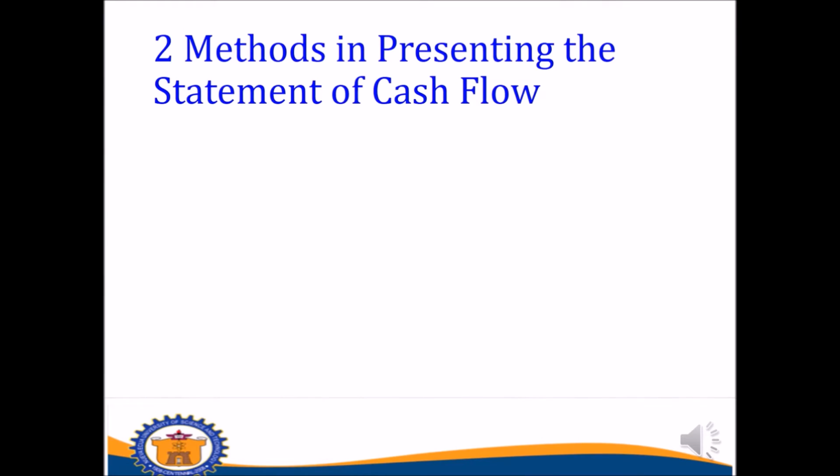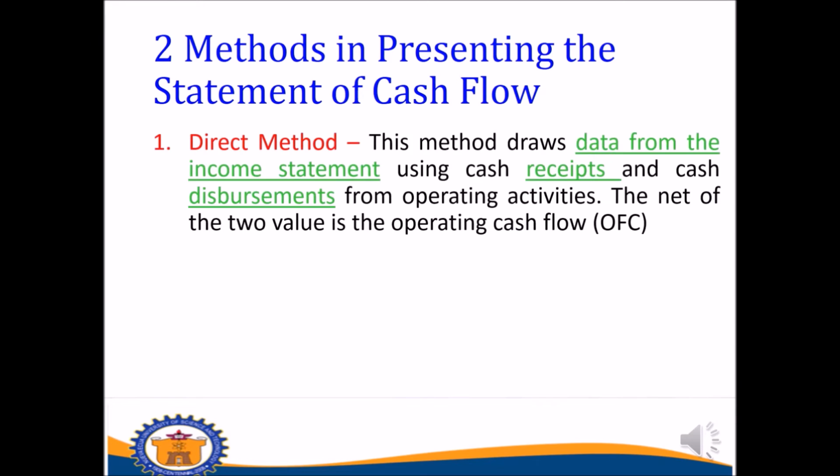We have two different methods in presenting the statement of cash flow. We have the direct method and indirect method. So first, the direct method. This method draws data from the income statement using cash receipts and cash disbursements from operating activities. The net of the two value is the operating cash flow.